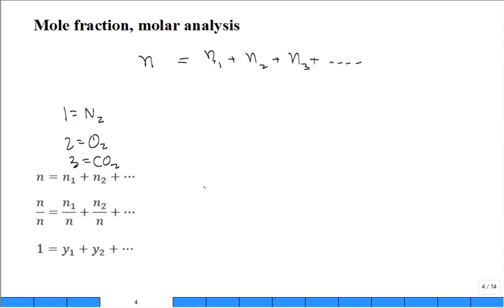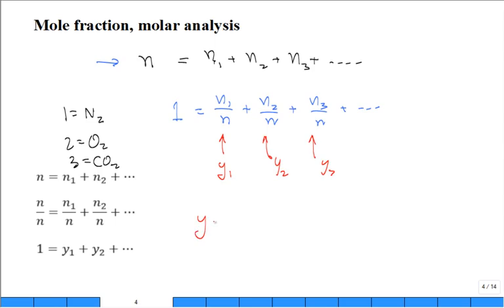All right. Now, if you take that equation, which makes sense and is true, and you divide each term by n, the left-hand side is trivial. It just becomes 1, doesn't it? And then you have n1 divided by the total number of n, n2 divided by the total number, n3 divided by the total number, etc., however many components you have. And this is defined as y1, and that's y2, and that's y3.